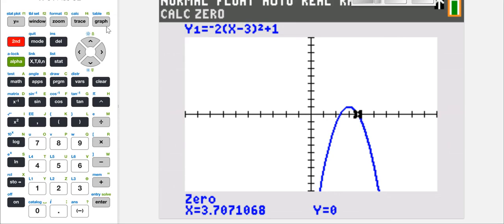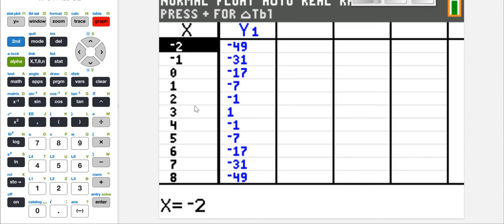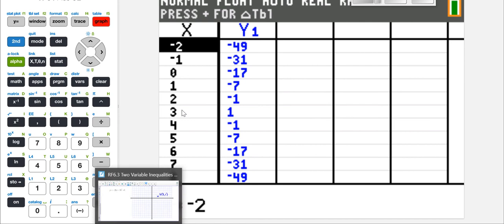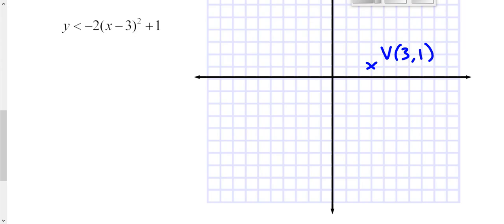Second graph, find some nicer points. If you look at this, (2, -1) and (3, 1). Okay, so (2, -1), (3, 1). (2, -1) right there.